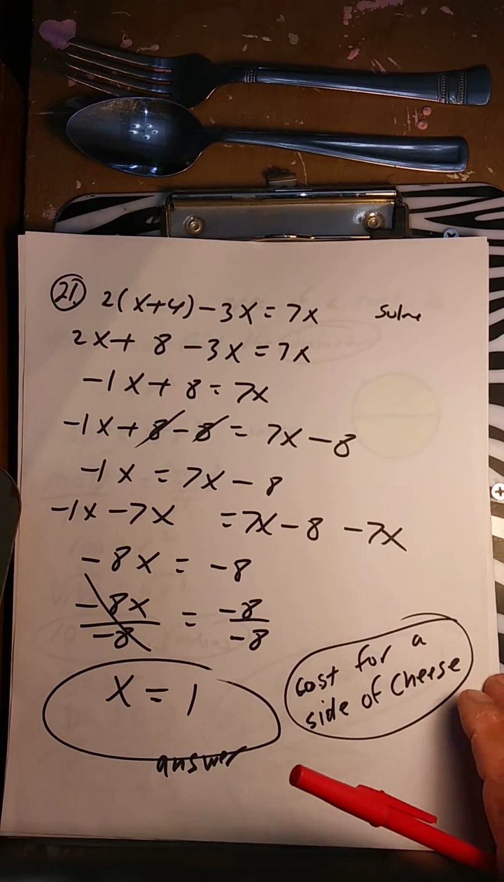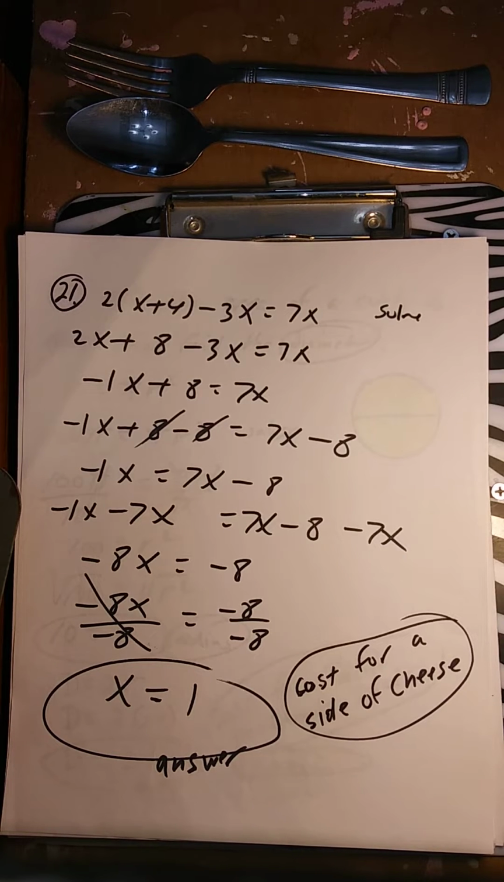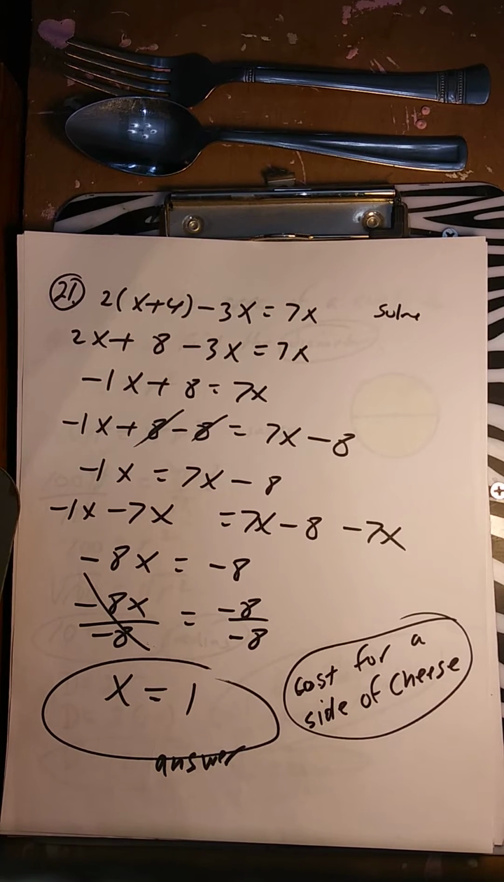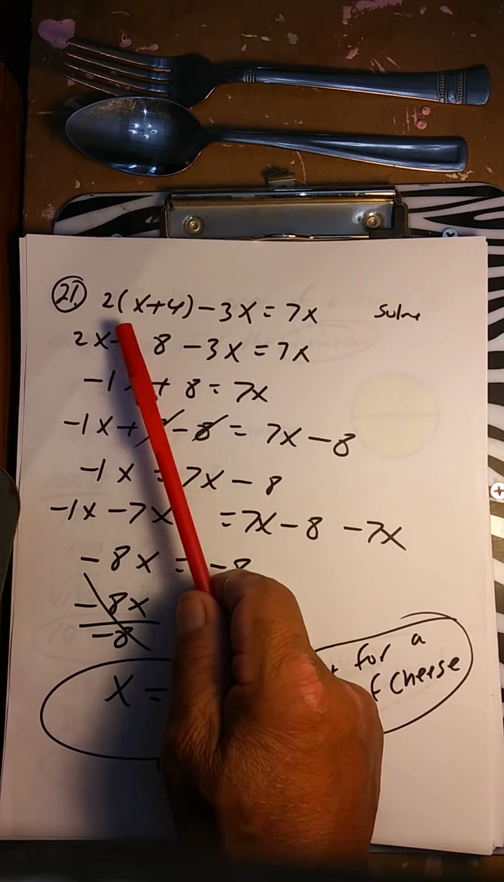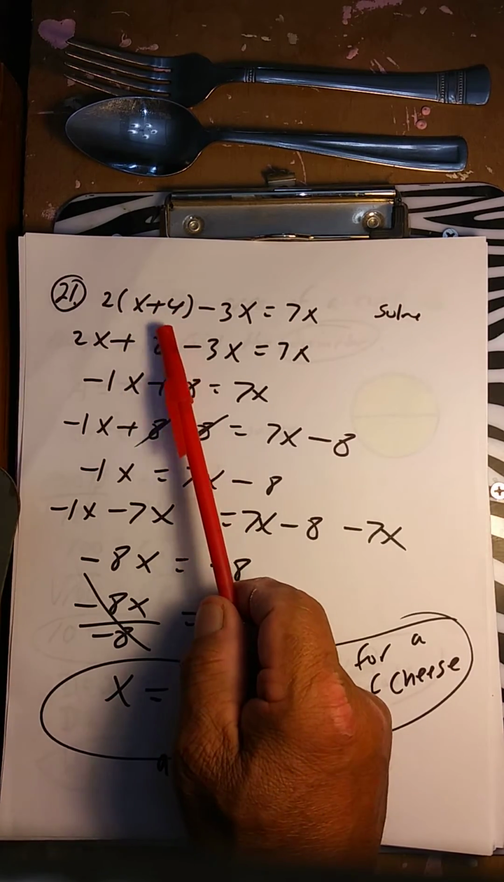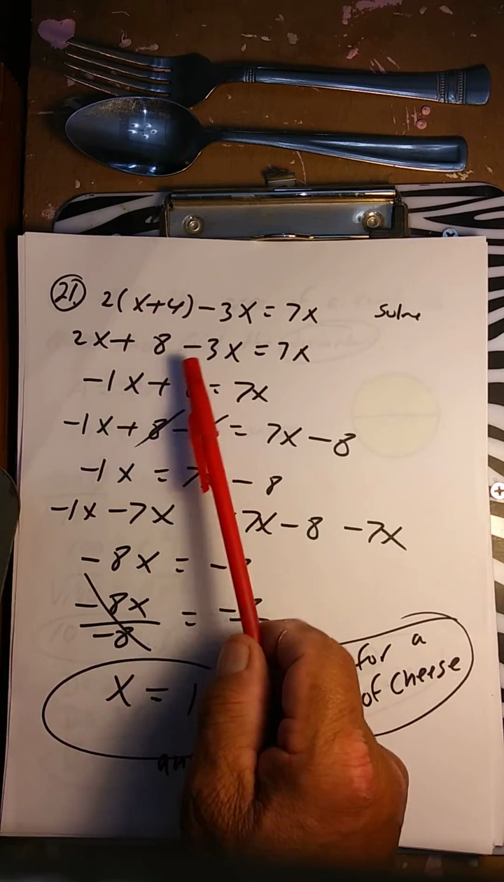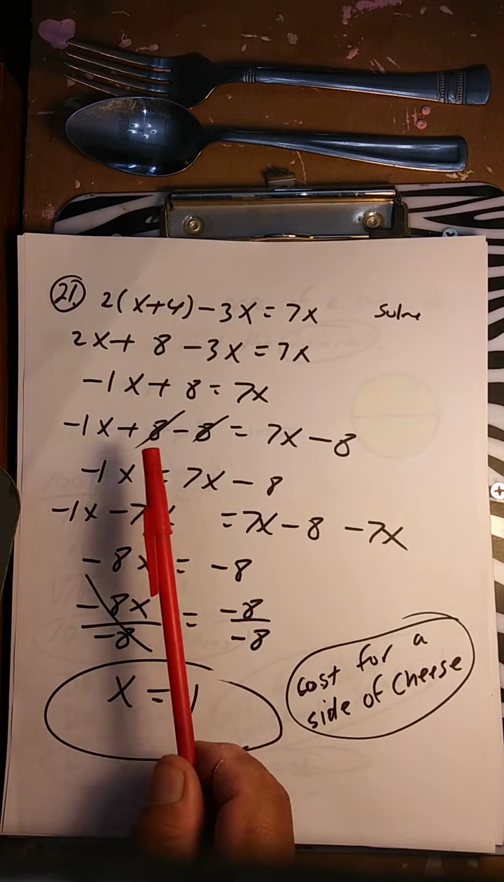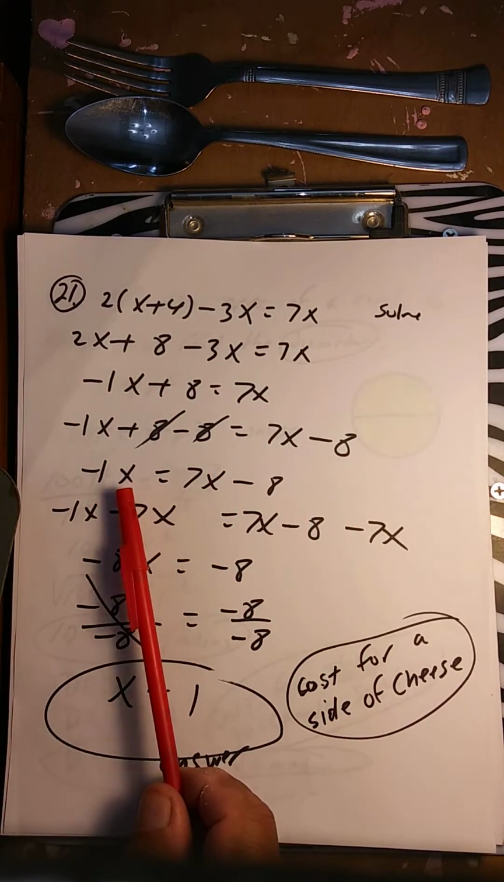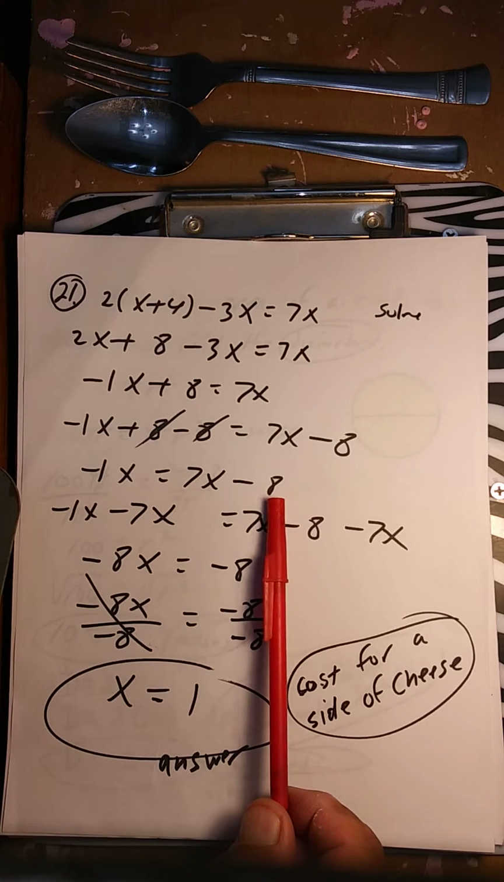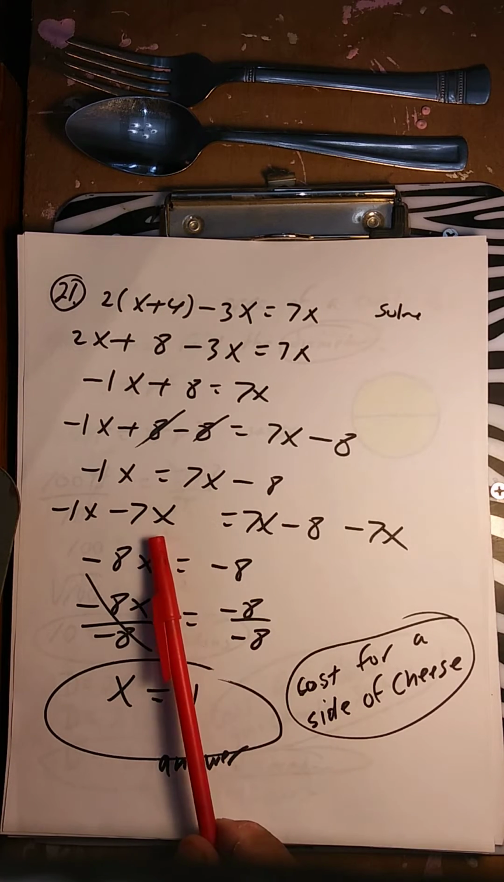Okay. This one. Solve this linear equation. So what we're going to do is go ahead and distribute that first. 2 times that. First, we do the parentheses. And now we put this together. It's going to be negative 1x plus 8 equals that. Subtract 8. So now we have negative 1x equals 7x minus 8. So now we're going to go minus 7x.